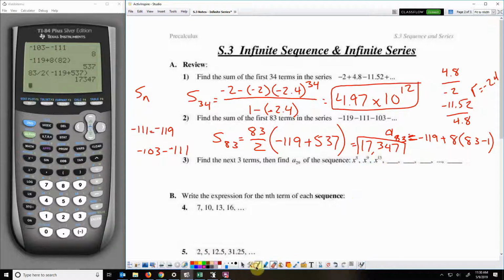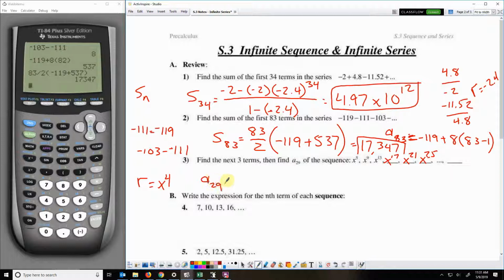Find the next three terms. So x to the 5th, x to the 9th, x to the 13th. What's actually happening here is we are multiplying by x to the 4th power, which means I'm adding 4 to every exponent. So I'll have x to the 17th, x to the 21st, x to the 25th, and then I want the value of term 29.